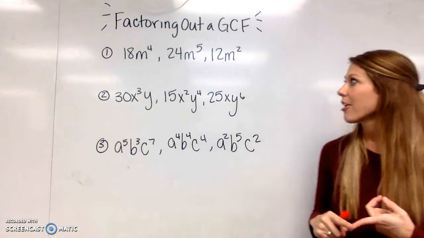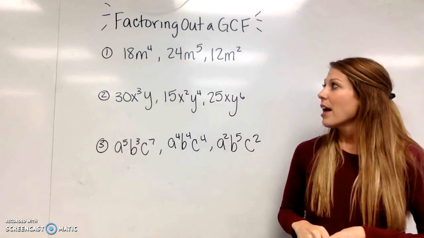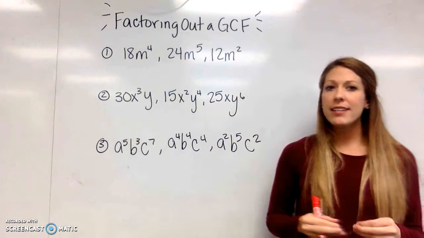Some of them are divisible by 4, 24 and 12. Some of them are even divisible by 12, like 24 and 12. But our greatest common factor in this case is 6. So we know our coefficient of our greatest common factor is going to be 6.